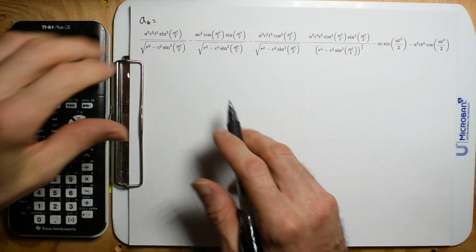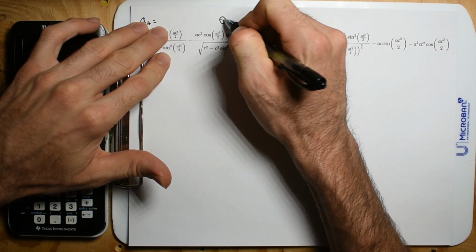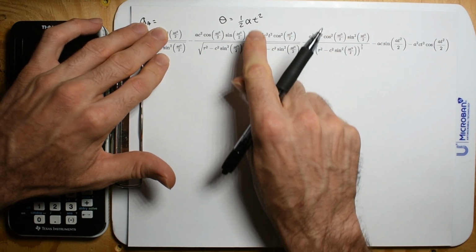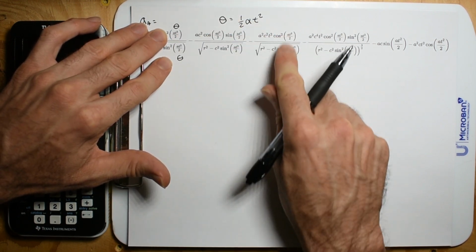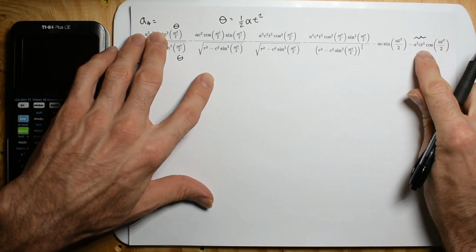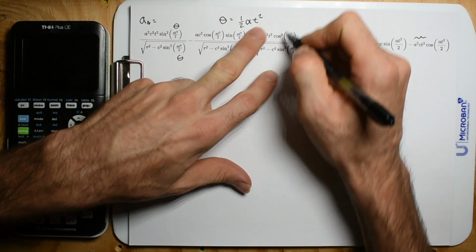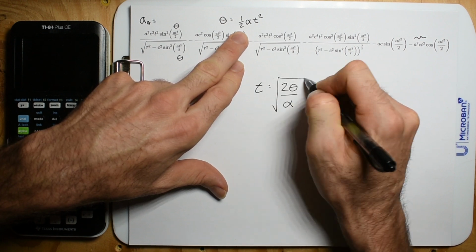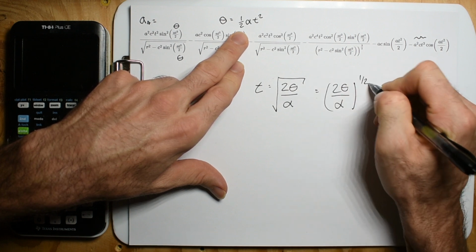But this is pretty cool, because everywhere where we see one half angular acceleration times time squared, we can throw in theta. So everything in these parentheses is a theta. But this one, hell no. You have a time outside of the theta. So that's why we solve for t. We say that time is the square root of 2 theta divided by alpha, or 2 theta divided by alpha to the 1/2 power.